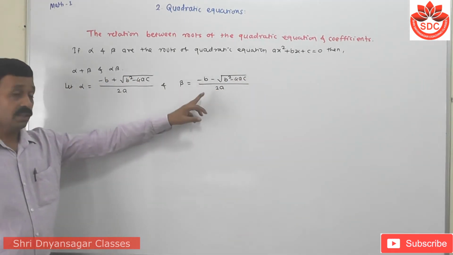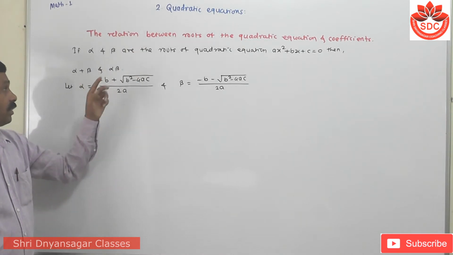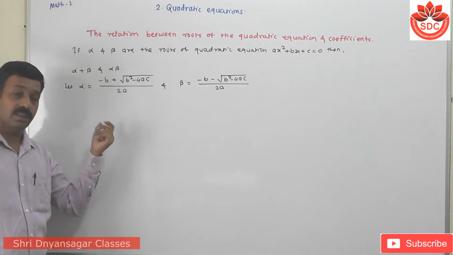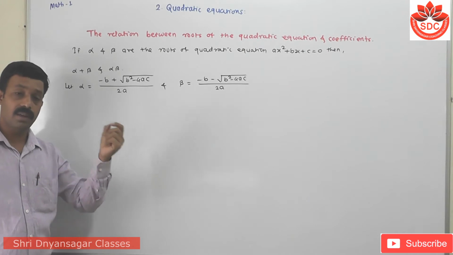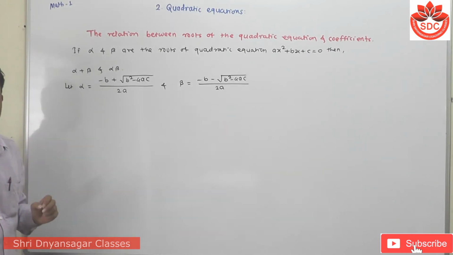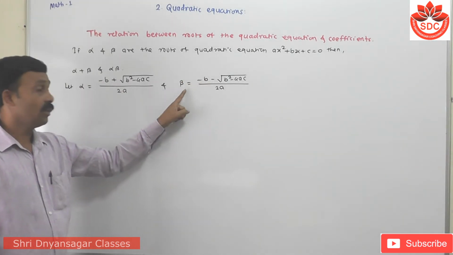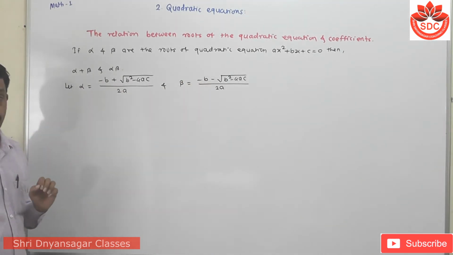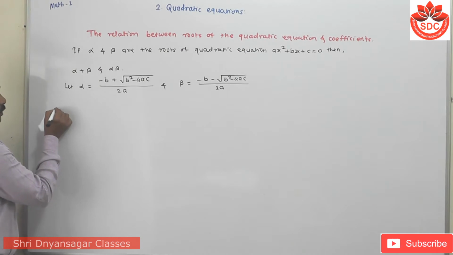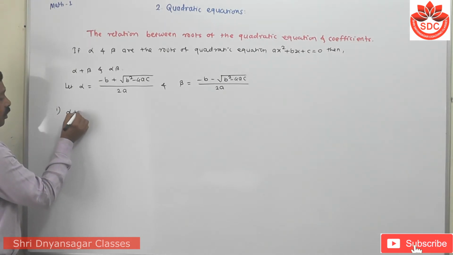We have already seen in the formula method, the roots: alpha, x is equal to minus b plus or minus the square root of b square minus 4ac upon twice a. The plus sign is denoted by alpha, and for the minus we use the symbol beta. Then we discuss the first point: the sum of the roots.